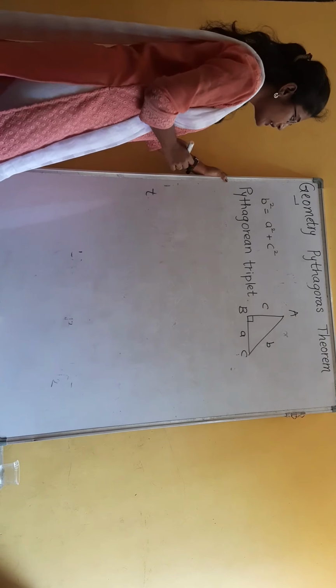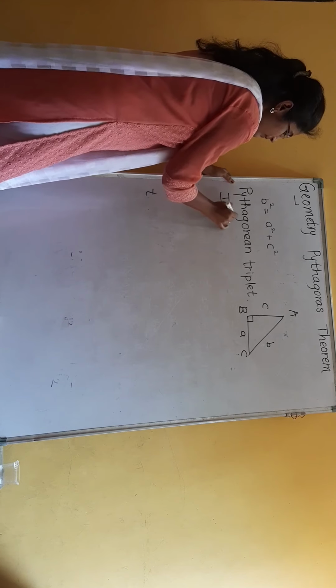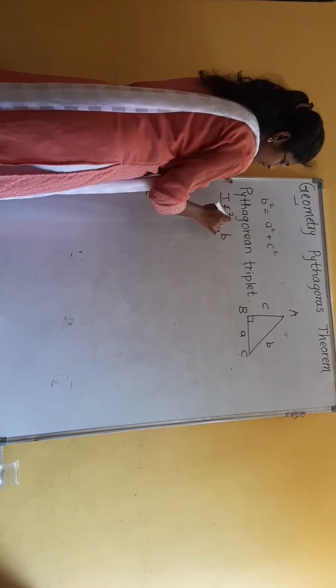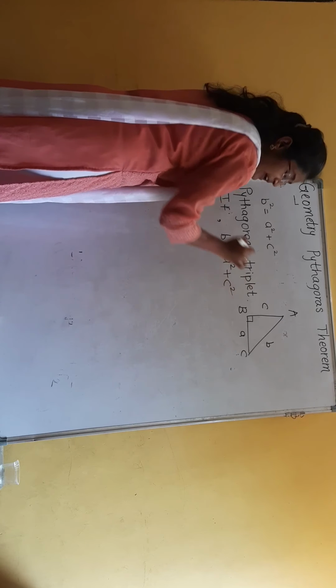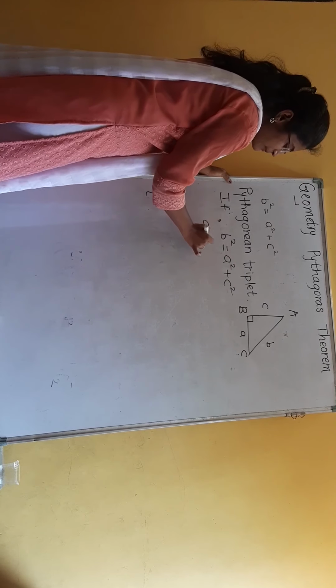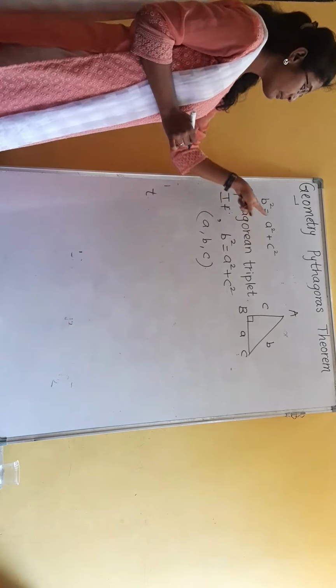In a Pythagorean triplet, if b square equals a square plus c square, then this a, b, c forms a Pythagorean triplet.